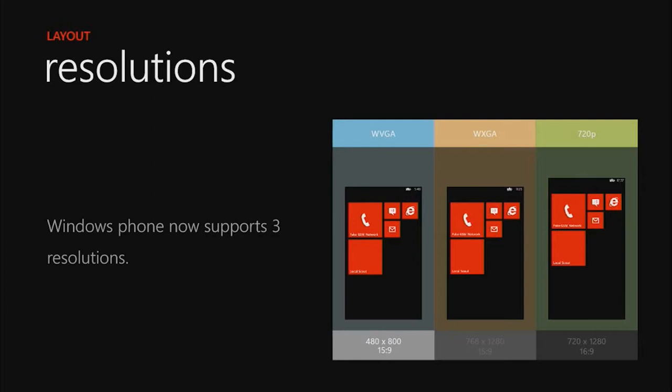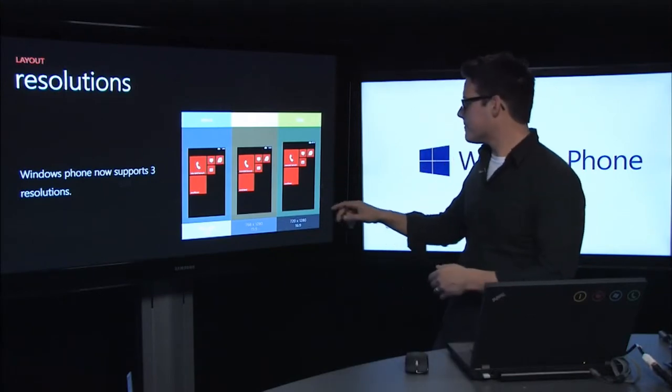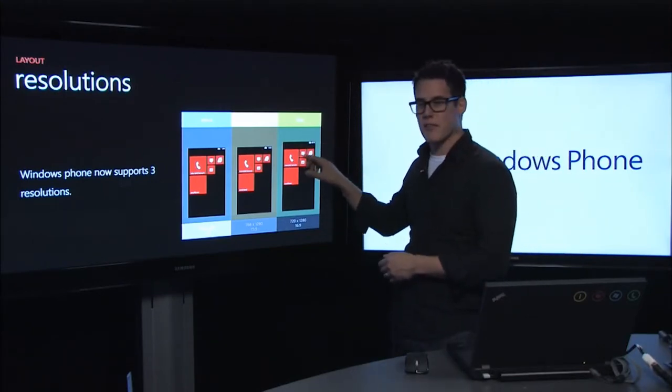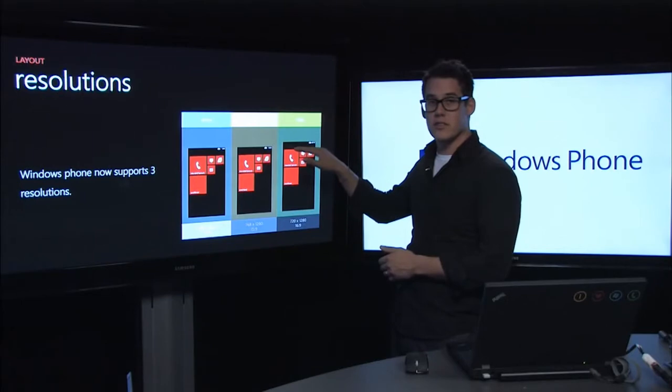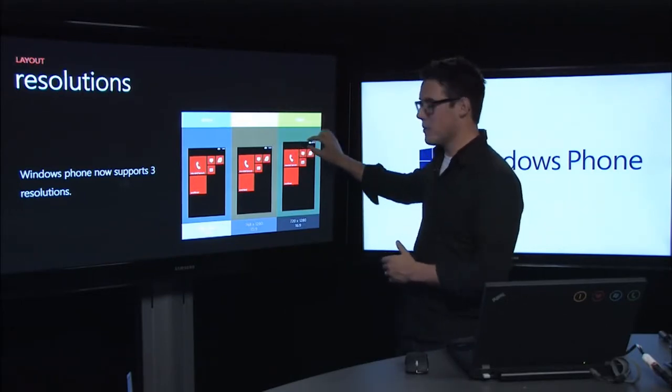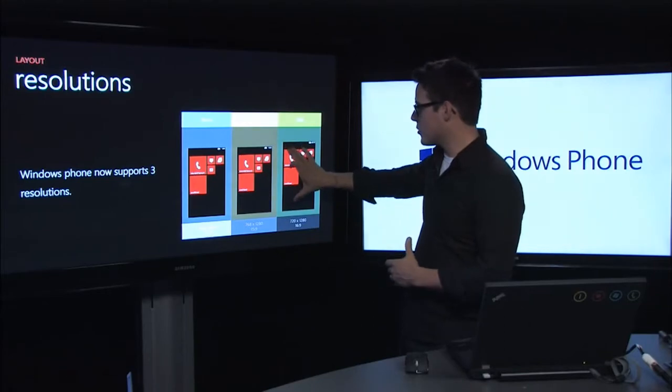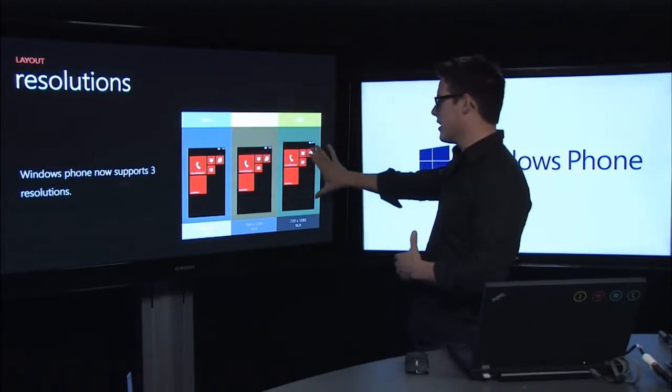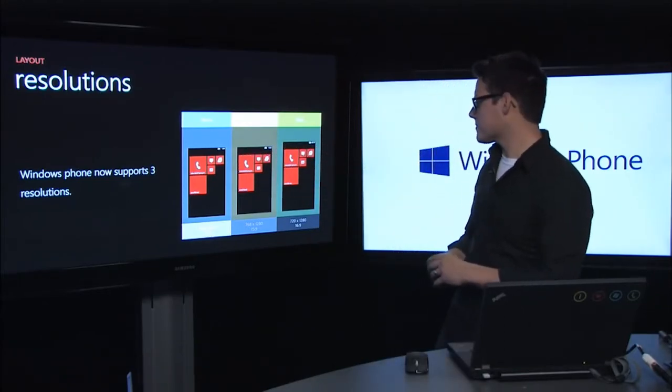One of the things to note on 720p is that applications that haven't been converted from the old 7.5 applications will actually have a slight black strip up along the top, because the applications will sit in the WXGA location on those applications.